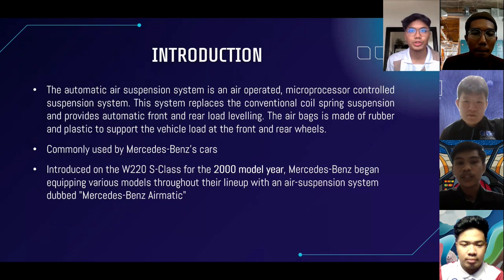Okay, starting from me. Today, I would like to give the introduction of my presentation. The automatic air suspension system is an air-operated microprocessor controlled suspension system. This system replaces the conventional coil spring suspension and provides automatic front and rear load leveling. The airbag is made of rubber and plastic to support the vehicle load at the front and rear wheel.